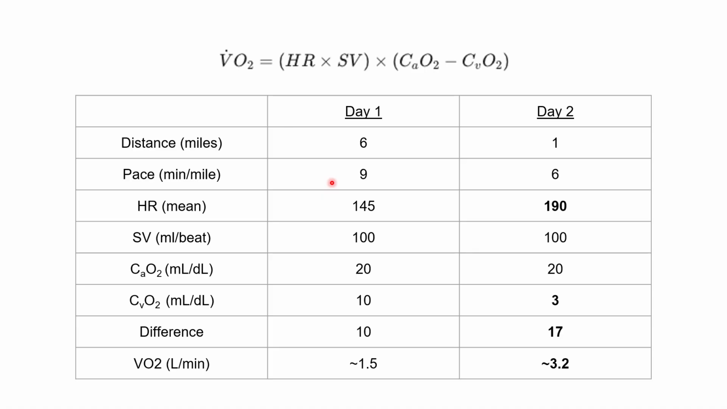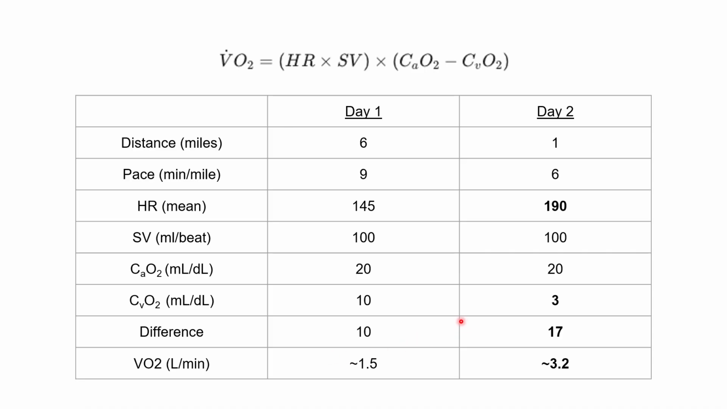Their heart rate is 145 beats per minute on average. Their stroke volume is about 100 mils per beat. Their arterial oxygen content is 20 mils per deciliter, and their venous oxygen content is about 10 mils per deciliter. This gives them an arteriovenous difference of 10 mils per deciliter. And when you multiply this all out using that equation, you get a VO2 of about 1.5 liters per minute.